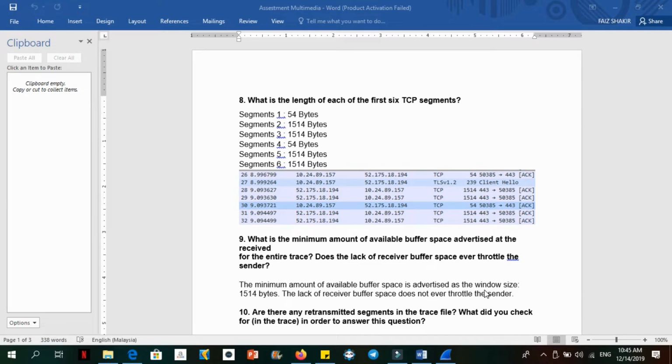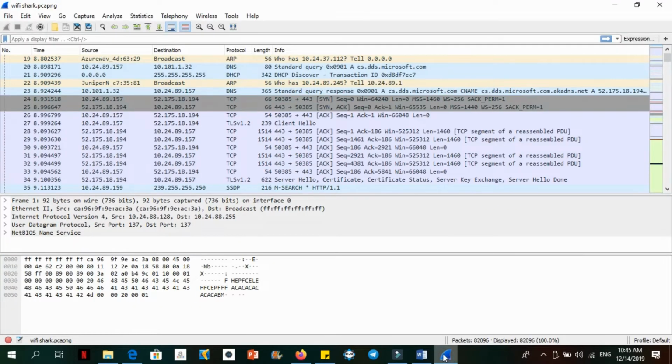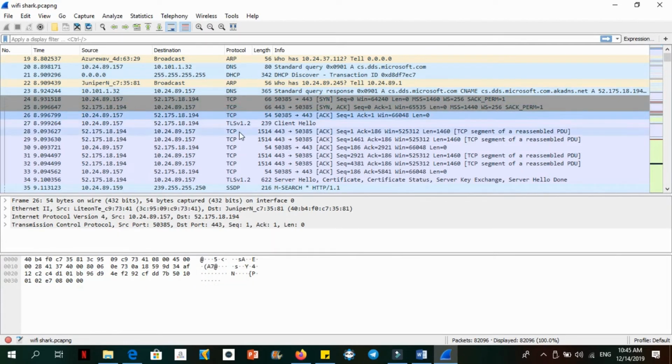Assalamualaikum. My name is Muhammad Fashakir bin Muhammad Zahir. My number metric 1913925546. I will explain about question number 8. What is the length of each of the first 6 TCP segments? From this question, I have got this answer from the Wireshark at this point. TCP.